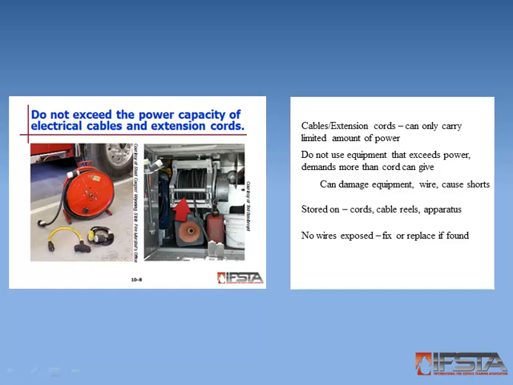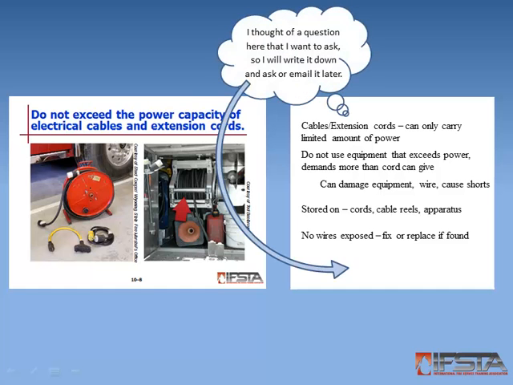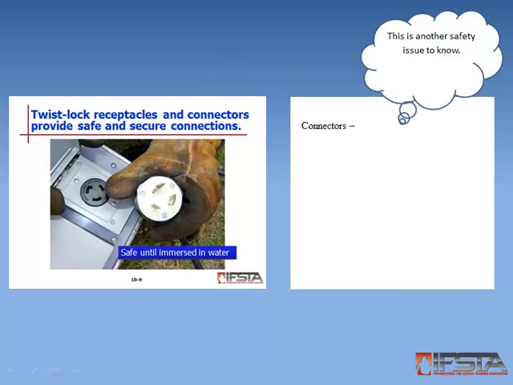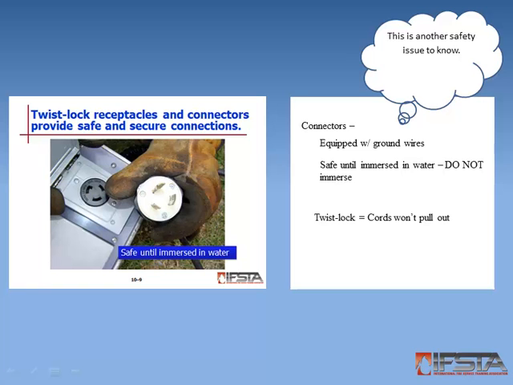Twist lock receptacles and connectors equipped with grounding wires provide a secure, safe connection as long as they're not immersed in water. With the twist lock receptacles, you won't have to worry so much as the firefighters are walking around on the scene. If they trip over a cord, they won't pull the cord from the receptacle if a twist lock receptacle and connector are used.